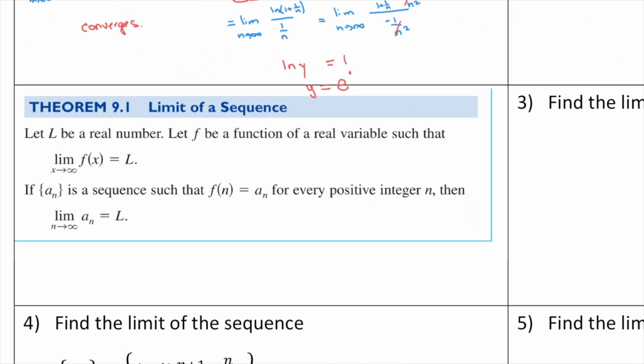So the limit of a sequence: let L be your real number, and let f be a function of a real variable such that the limit as x goes to infinity of f of x is equal to L.